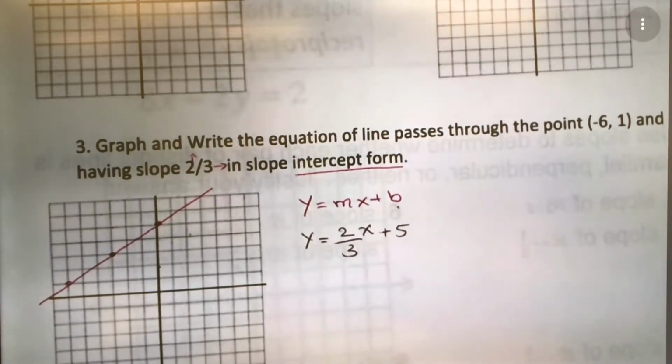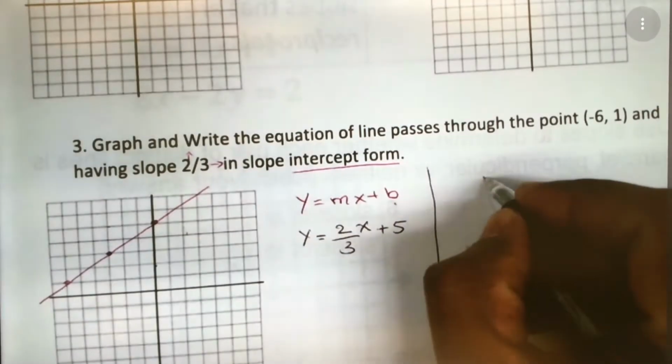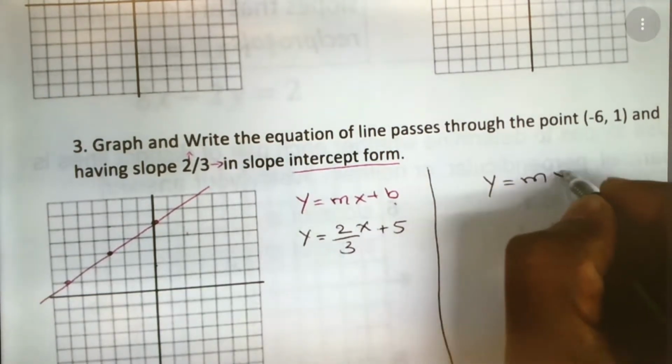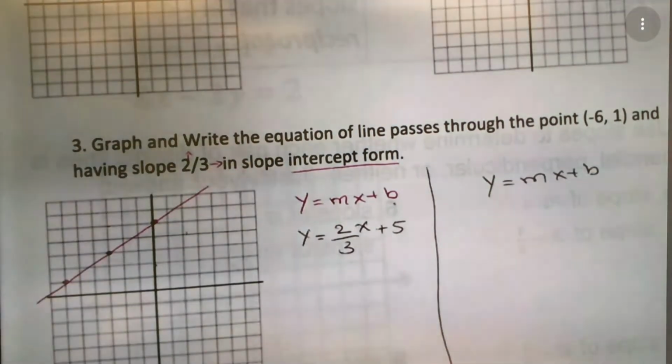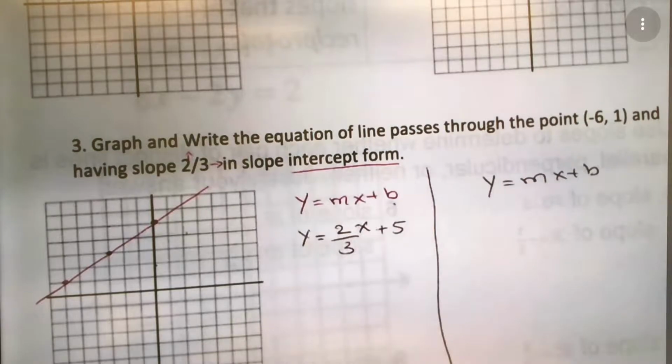So we can draw the graph, then from the graph we can collect all the information, that means slope and y-intercept, and we can write the equation. The second method is the algebraic method. I need to write the equation y is equal to mx plus b. At this point, I know what the slope is.